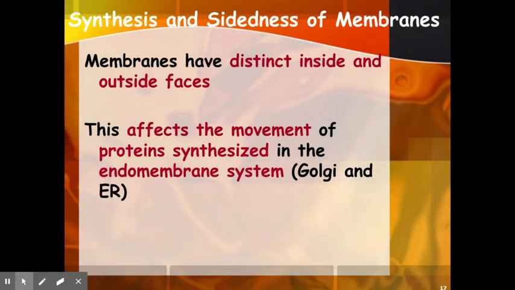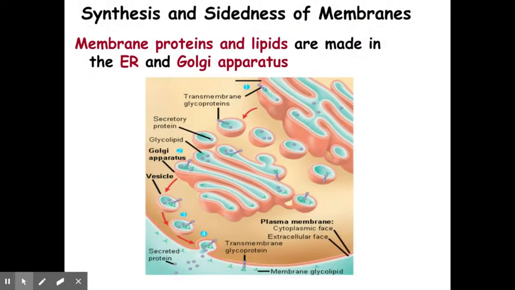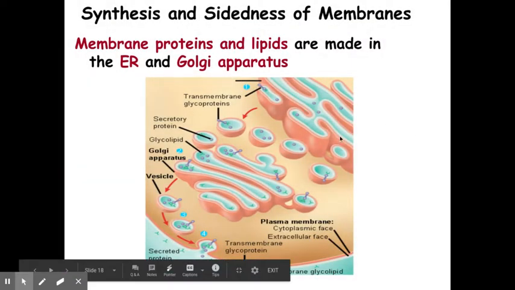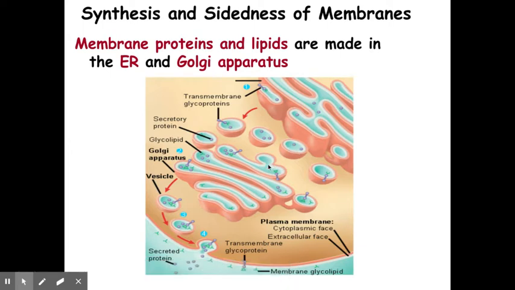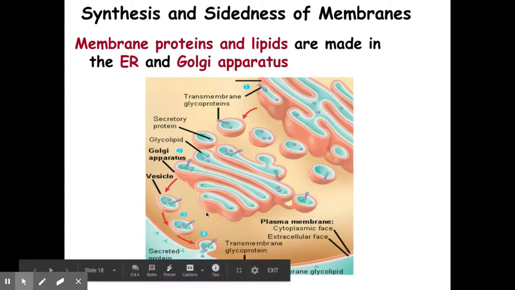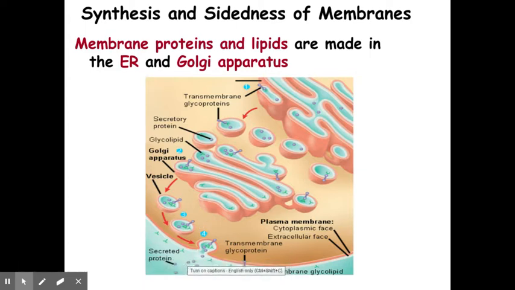Membranes also have distinct inside and outside faces, and this can affect the movement of the proteins as well that are synthesized in the endomembrane system, which we talked about last chapter. So this is that review on membrane. Here we have the ER creating a protein through a transport vesicle to the cis side of the Golgi, and then the trans side of the Golgi is going to bud off another vesicle, and you can see it's being secreted in this case. But the membrane and the sidedness of that membrane is important so that those transport vesicles can interact and bond with them.